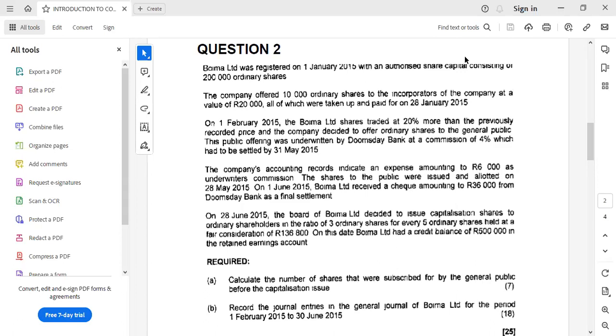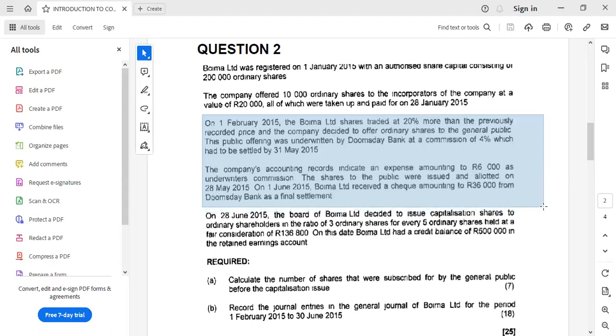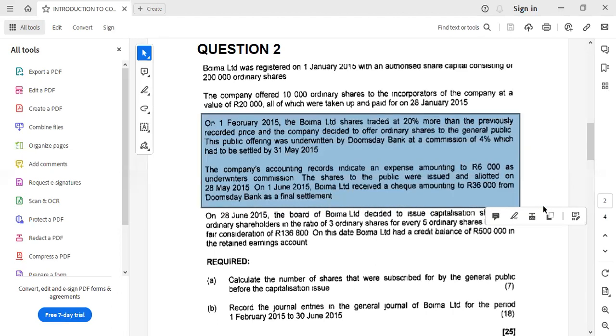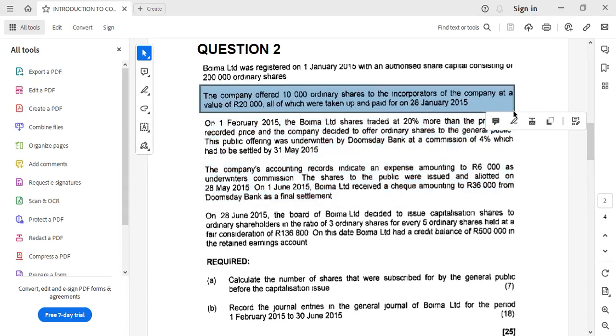They want us to calculate the shares that were issued here. If you check, they are not telling us how many shares were issued. They are just saying on 1 February, the Boima Limited shares traded at 20% more than the previously recorded price. What was the previously recorded price? The company offered 10,000 shares to the incorporators at a value of 20,000. So the previously recorded price is 20,000 divided by 10,000.